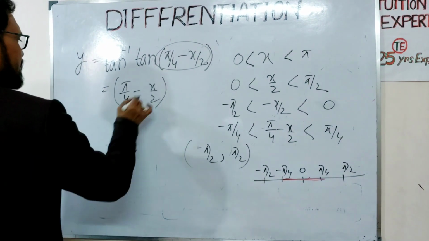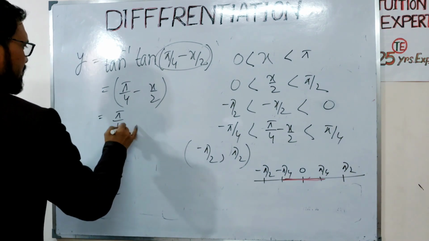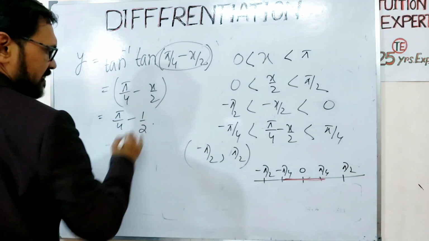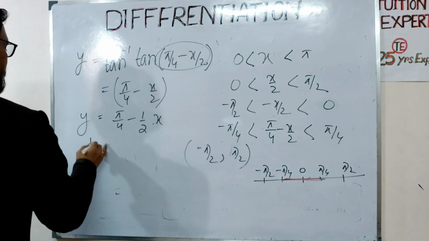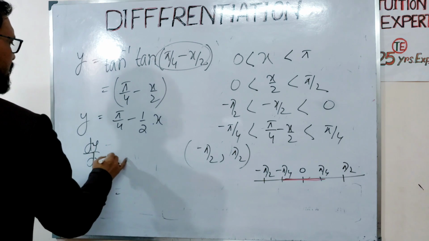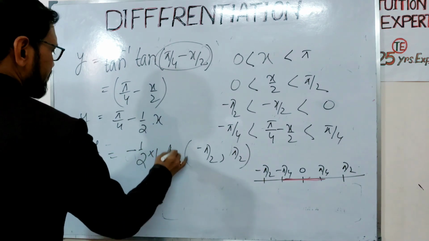So we can write this as pi by 4 minus half of x. So y equal to this, so dy by dx equal to minus half into 1. So this is the answer.